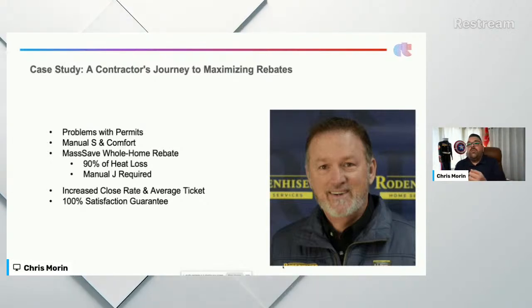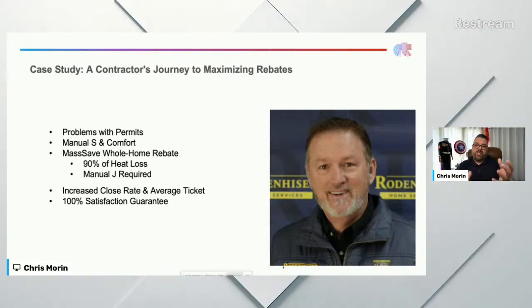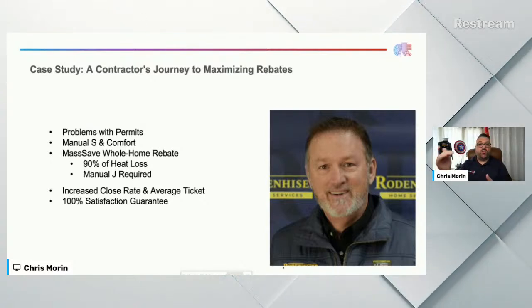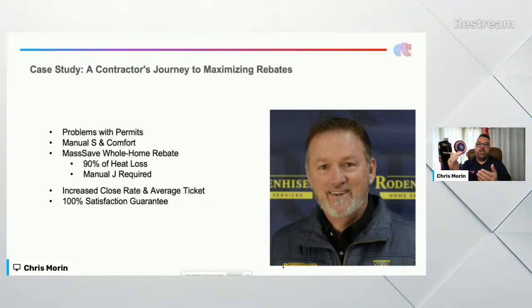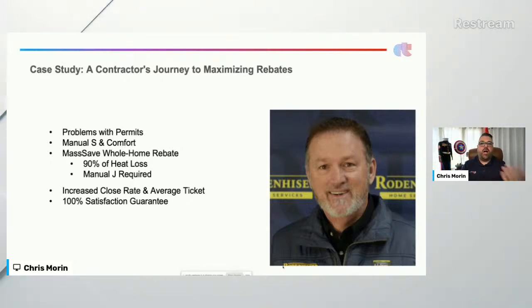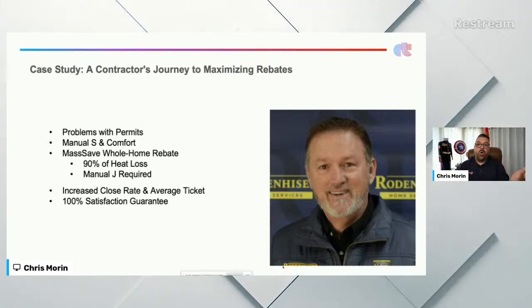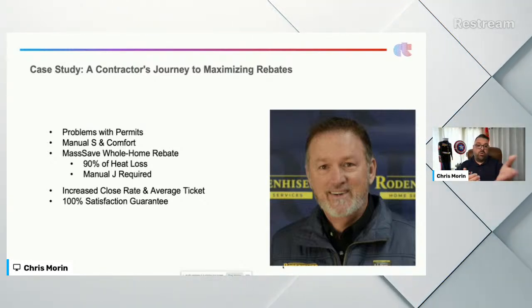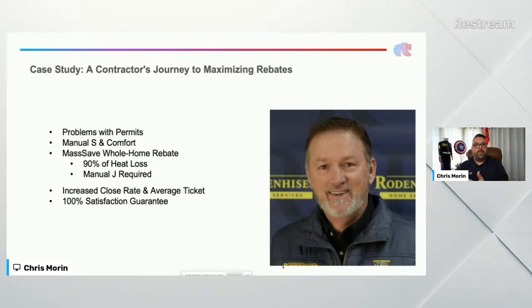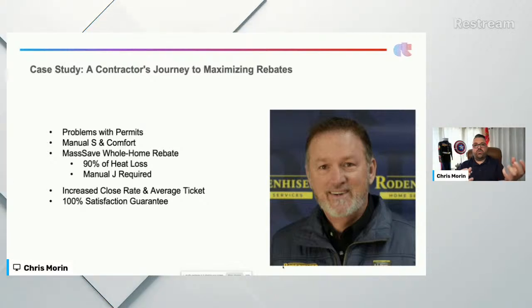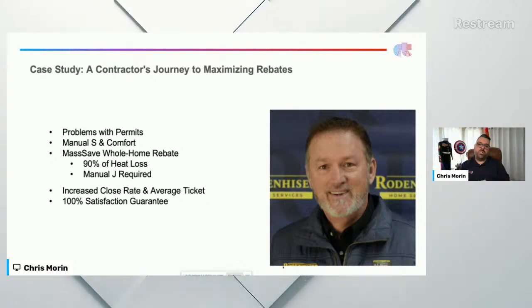And what he found is the next step in selecting the right size piece of equipment after you do an accurate load calculation gives you enough leeway to be comfortable with Manual S and providing comfort to that homeowner. And really what he's found is he's able to capitalize on Mass Save whole home rebates, or he's working in other states as well, other rebate programs, because they're looking to provide a whole home incentive to switch from a fossil fuel to an air source heat pump.